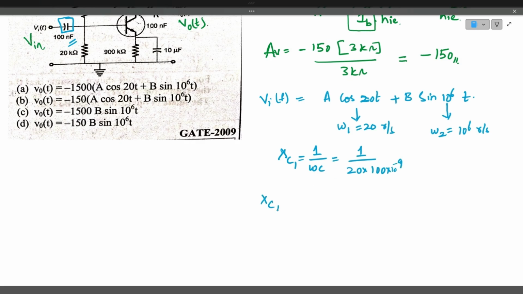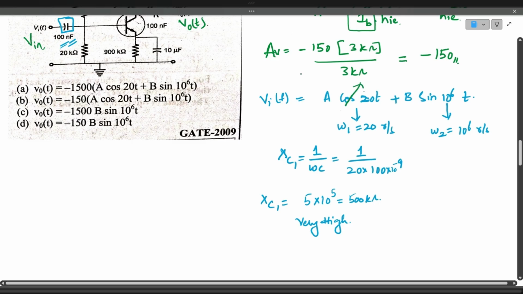Now XC1, the impedance for the first frequency, is nearly 5 into 10 to the power of 5 ohms. That is nothing but 500 kilo ohms, which is very, very high. So it is very clear that the input capacitor of 100 nanofarads drops this frequency. It will not allow this frequency to go for amplification.